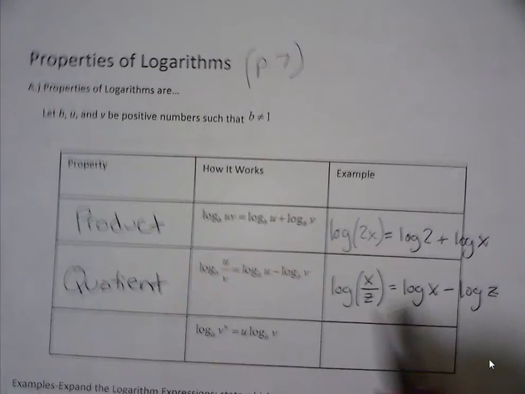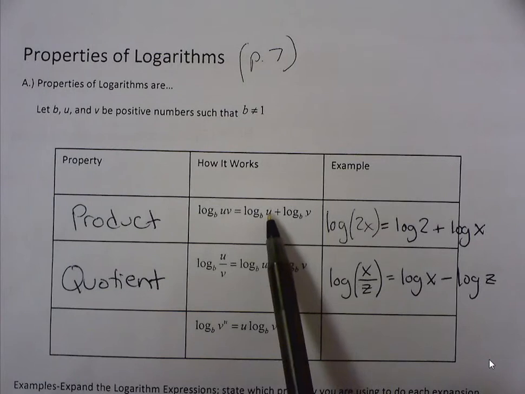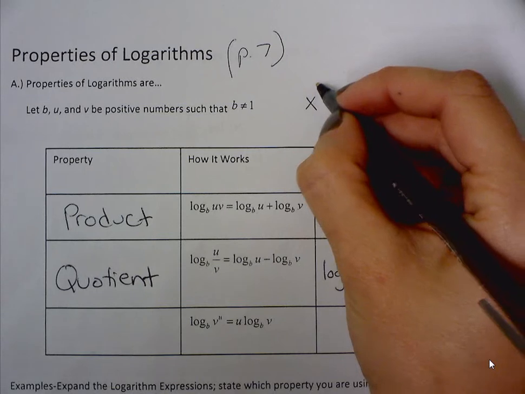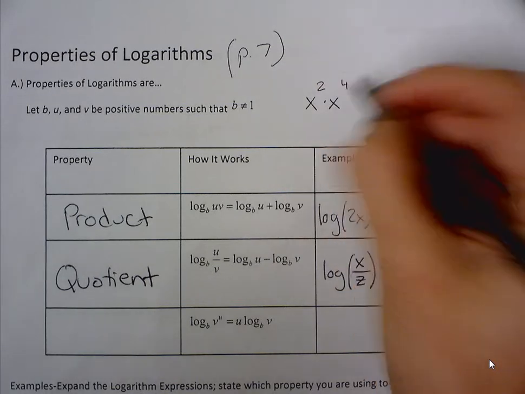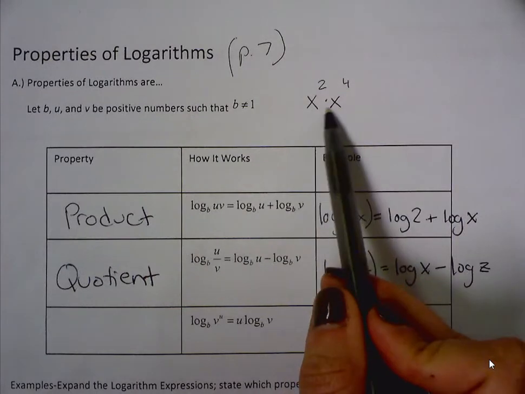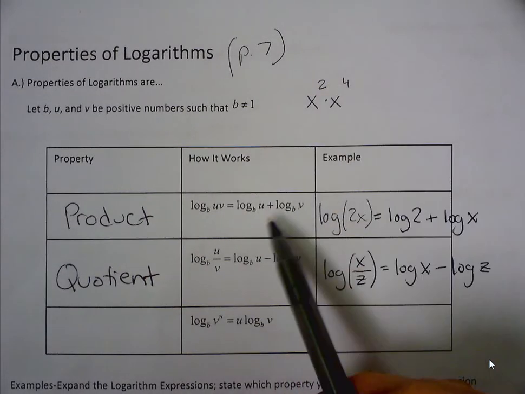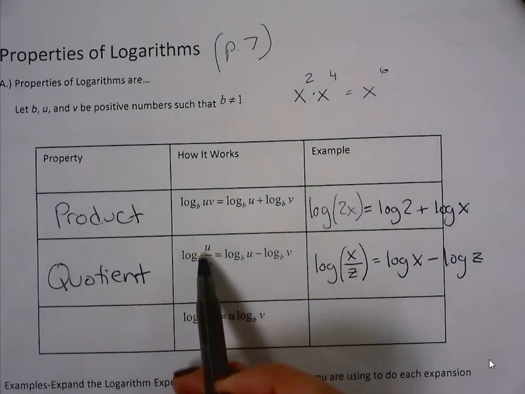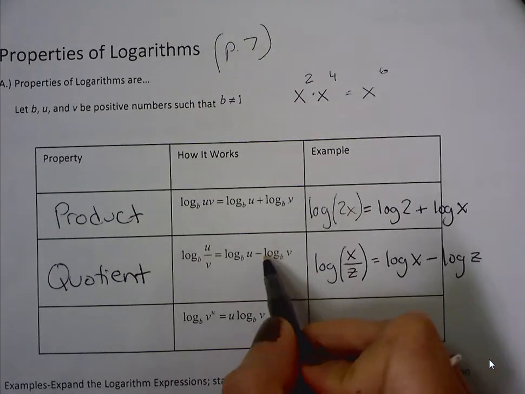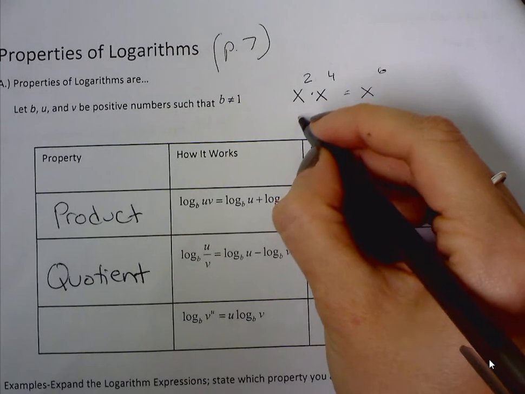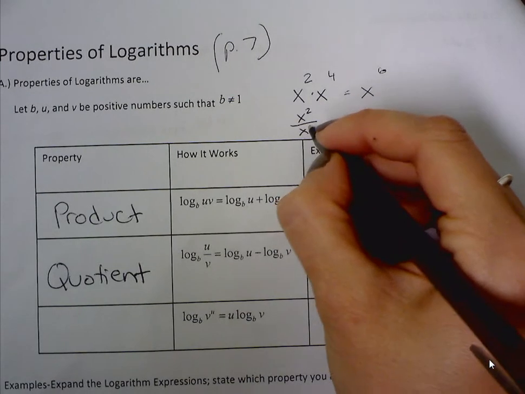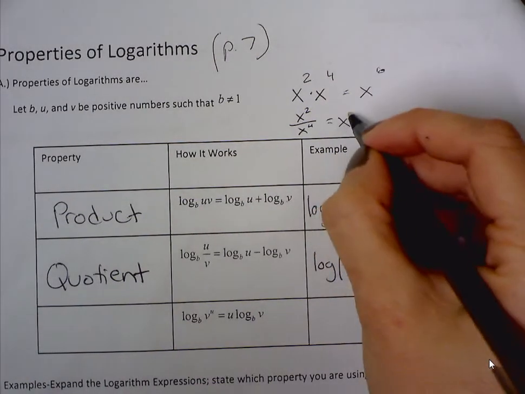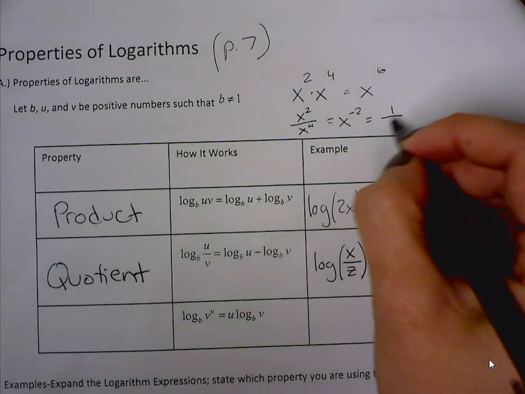Notice that these properties are the exact same as our properties for exponents. So let's quickly review that. If I had x squared times x to the 4th, if I'm multiplying by the same bases, then I'm going to add the exponents, just like I added the logs. So this would be x to the 6th. Or if I was dividing, then I subtract, as with logs. When I had exponents, if I had x squared over x to the 4th, I would subtract my exponent. So 2 minus 4 would give me x to the negative 2, which I know is 1 over x squared.